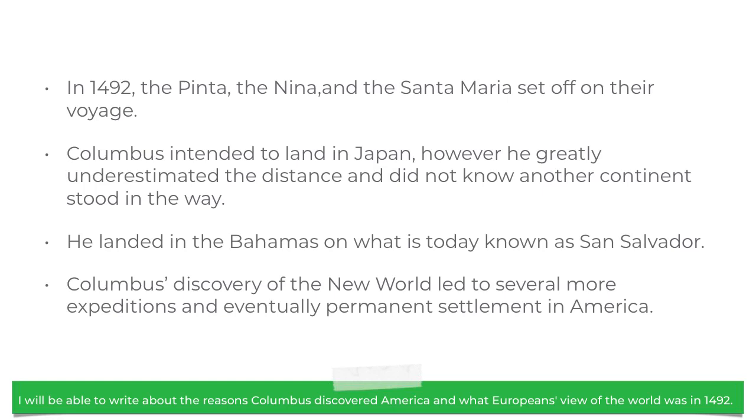So he intends to land in Japan. However, as you're going to see on a map, he greatly underestimates the distance, and they don't know that another continent stands in the way. So he goes west, he lands in the Bahamas, off the coast of Florida, on what today is known as San Salvador.